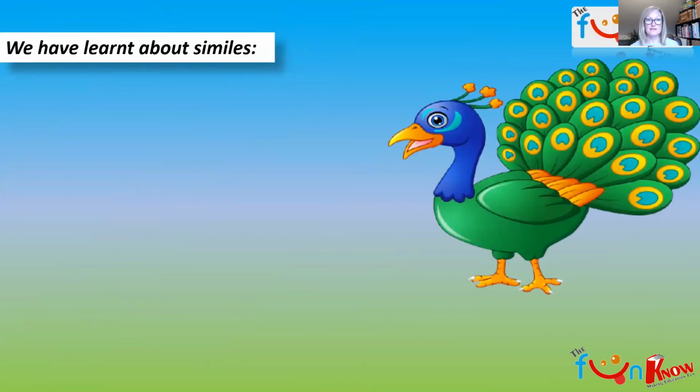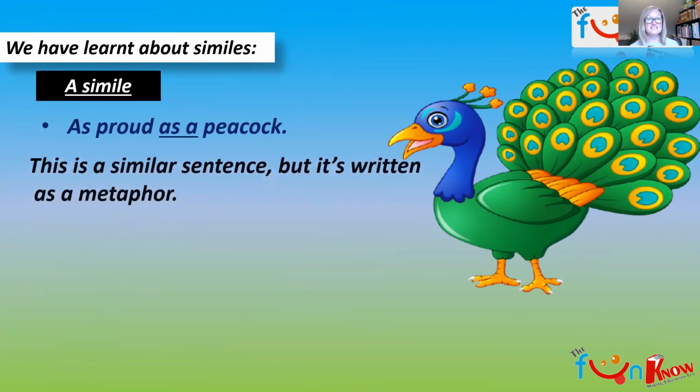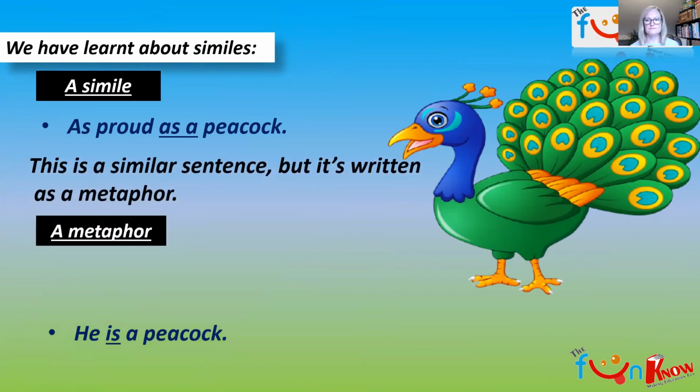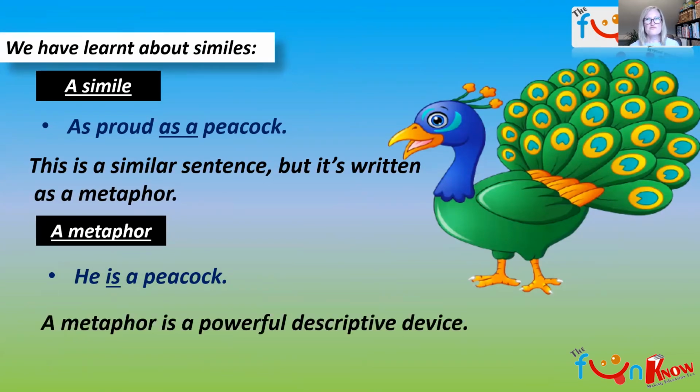So we've learnt about similes. And this would be a simile, as proud as a peacock. And then this is a similar sentence, but it's written with a metaphor. He is a peacock. I wonder what the person would be like if you said they were a peacock. They'd maybe be quite showing off, maybe. So a metaphor is a really powerful descriptive device.